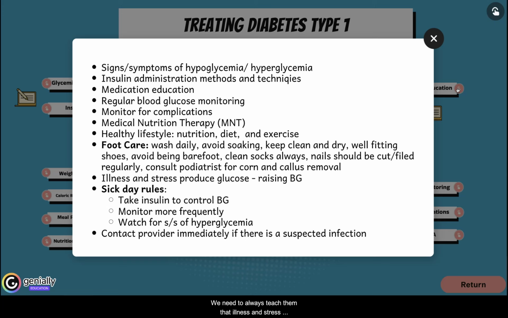We need to always teach them that illness and stress produce glucose, and this can raise their blood glucose. So when they're ill or stressed, they need to continue to take their insulin and notify the provider, because the insulin might get adjusted because the blood glucose goes up. We need to teach them about sick day rules, the days that they're feeling sick, right? Some people might think, oh, I'm sick, so I don't need to take my insulin right now. No, that's when they really need to take it, right? They need to monitor the blood glucose a lot more frequently when they're sick. They need to watch for signs and symptoms of hyperglycemia. They need to contact the provider immediately if there is a suspected infection. Infections are very dangerous for people who have diabetes.